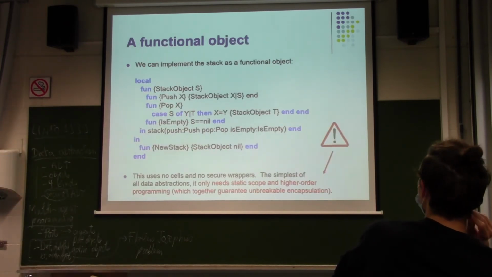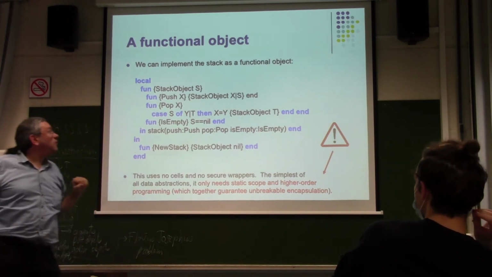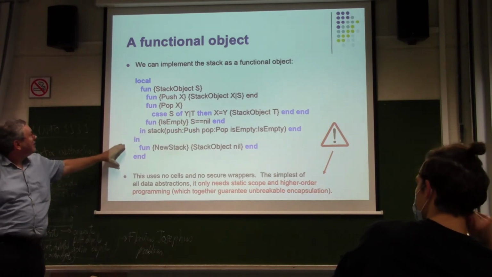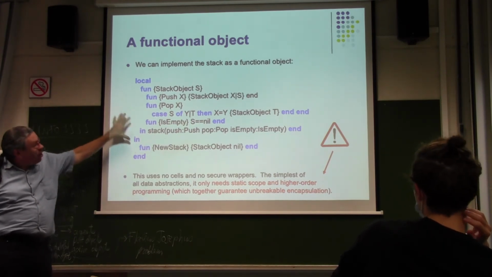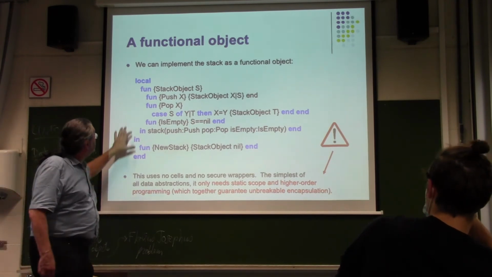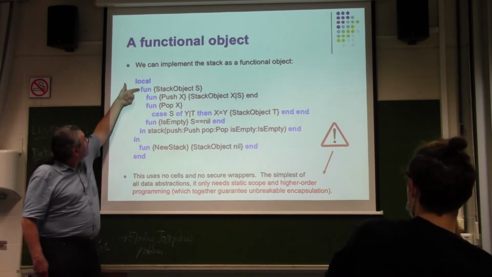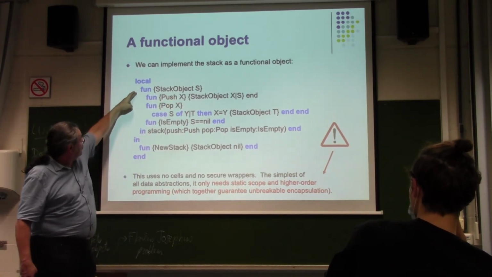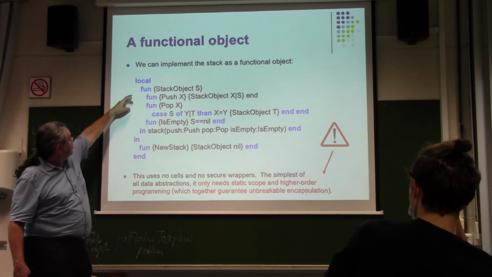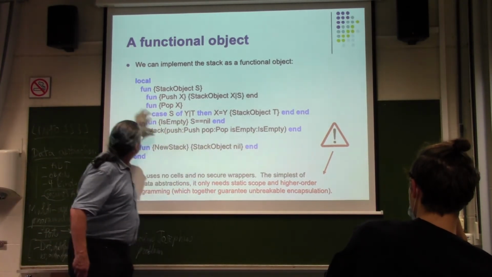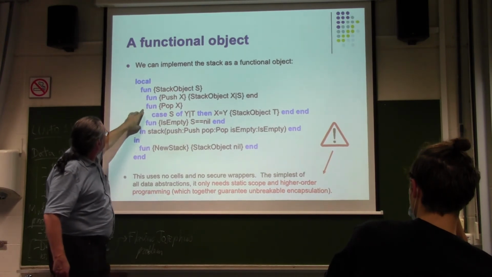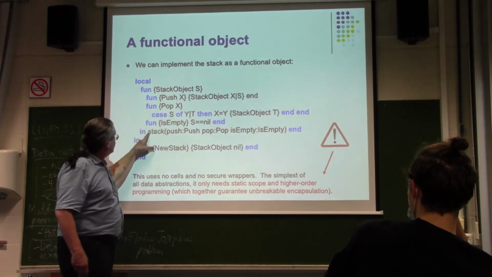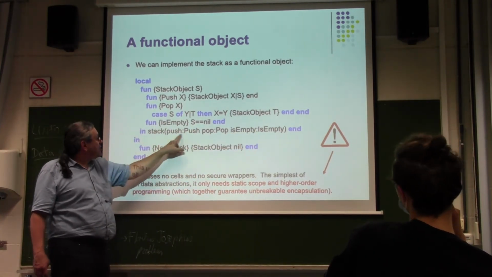So this is now the same stack as we saw before, but implemented as a functional object. The code looks very simple, but it's actually very interesting. Here I have a function called stack object. Internally it has the operations, so it returns a stack. So it's like an object. It's a stack with several operations.